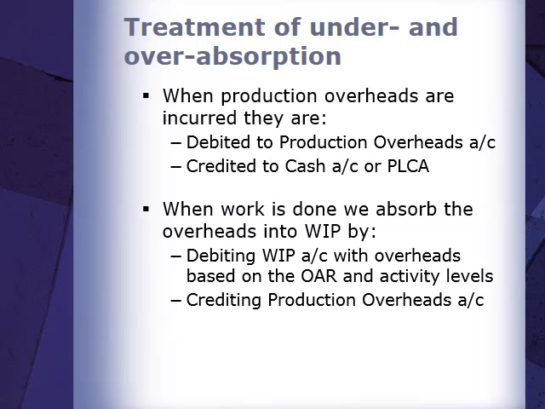Then, as work is done and materials and labour are used up in producing our products, the overheads are absorbed into the work in progress account. We debit the work in progress account with the overheads based on the overhead absorption rate and the actual activity levels, and we credit the production overheads account. So we're moving costs out of the production overheads account and into work in progress.